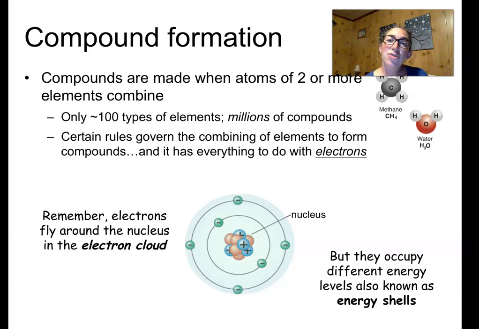So compounds don't just form willy-nilly, just like you can't really string random letters together and call that a word. You can't put a bunch of consonants together, like B, D, F, G. That is not a word. You can't pronounce that. There are certain rules that govern the combining of letters to make words, and also, just like with language, there are certain rules that govern the combining of elements to form compounds. And when it comes to compound formation and elements combining, these rules have everything to do with electrons.